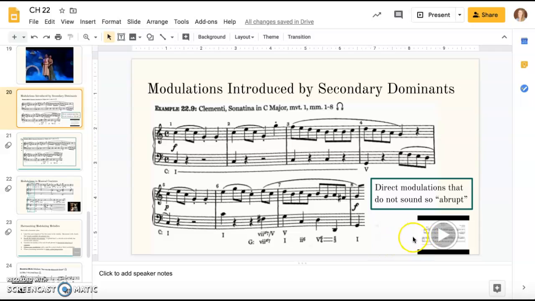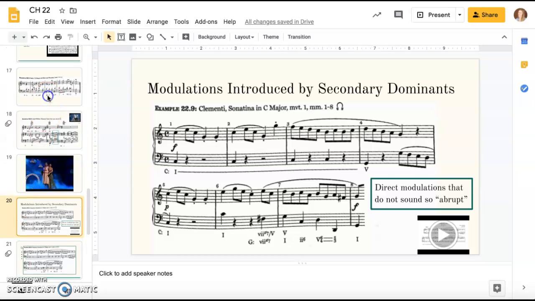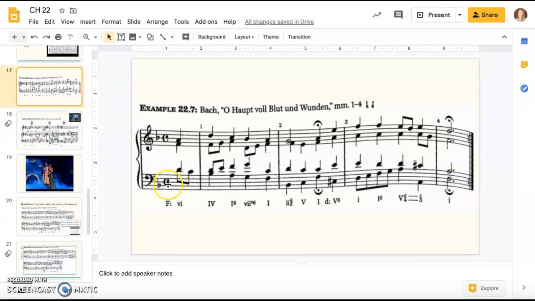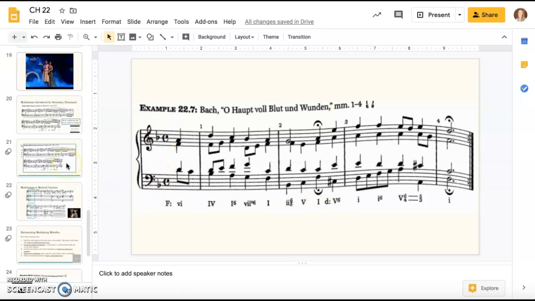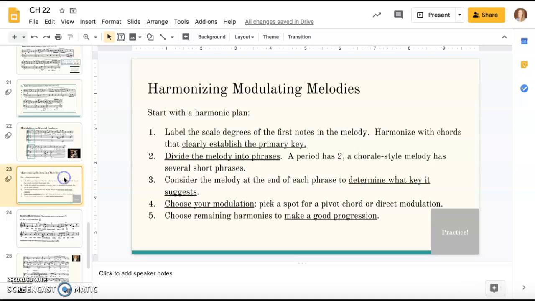You can also listen here for a direct modulation that doesn't sound so abrupt. Usually, if we're going back to the example by Bach, I'm probably the only one that laughed at that. If you're writing from a relative major, relative minor standpoint, it won't sound as abrupt as you think because you have the same key signature going. So give that a listen as well.